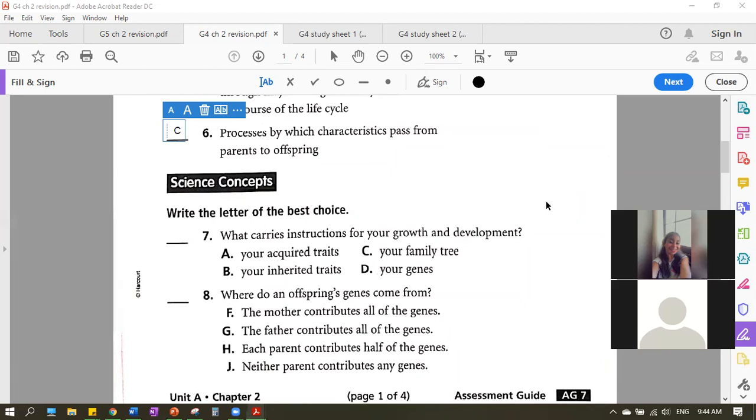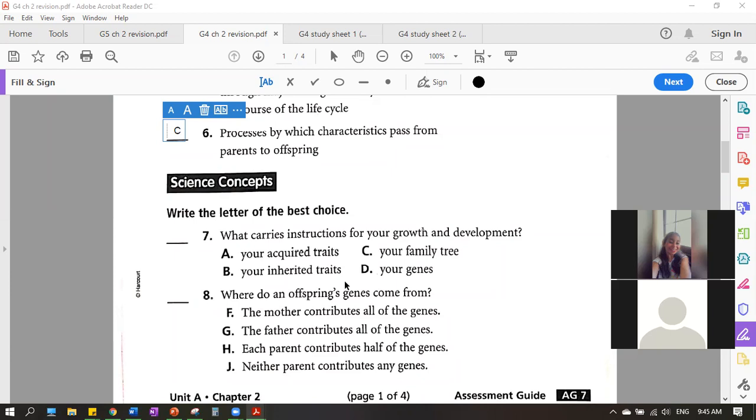Guys, can you still hear me? Yes. So what do you mean by inherited trait? Remember, like the camouflage. Yes, like having a certain hair color, a certain skin color. That's what we mean by inherited trait: something we inherit, or that passes to us from our parents.